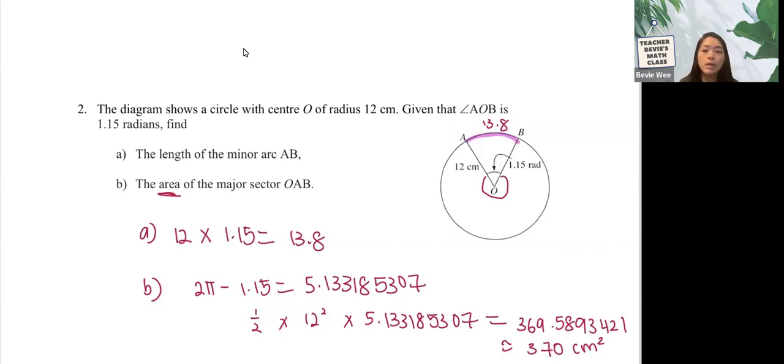Is it okay, Ken? Formula-wise, concept-wise, it's all the same. The only difference is your formula: r theta, half r square theta. That's all. All right.